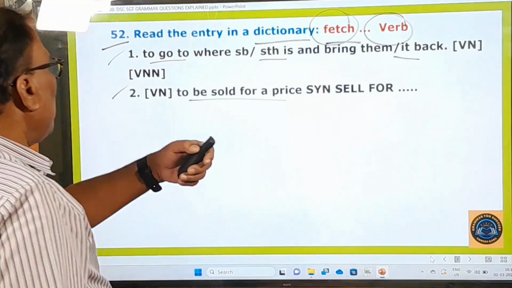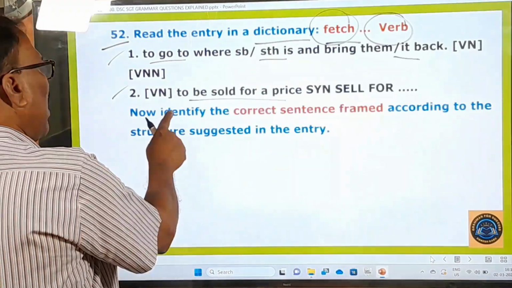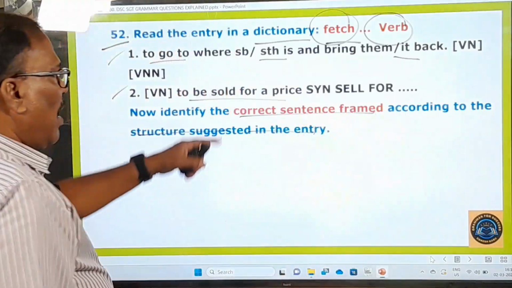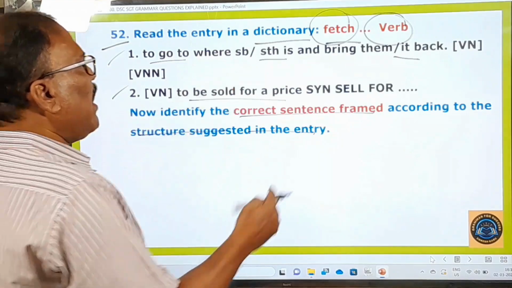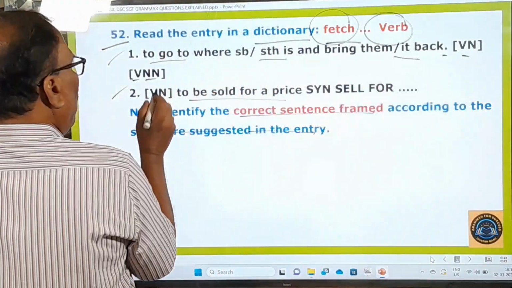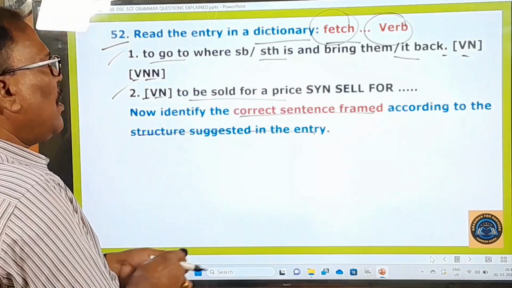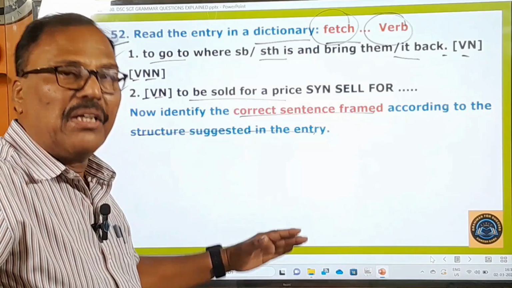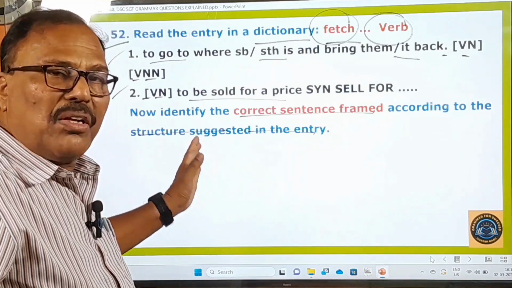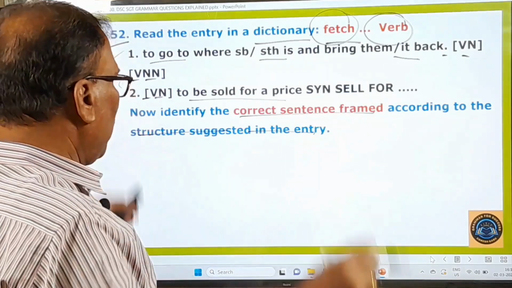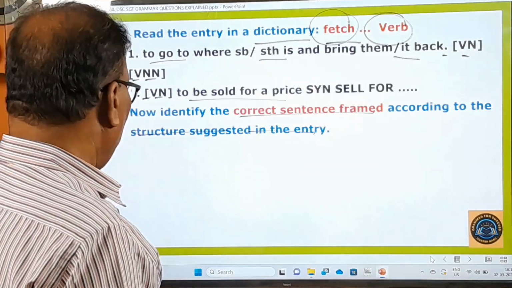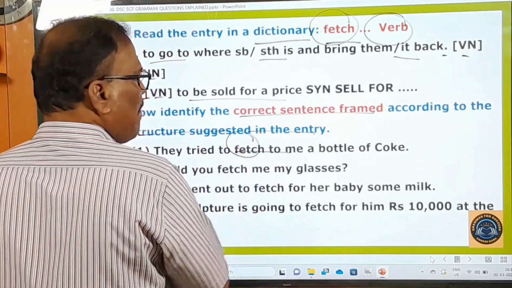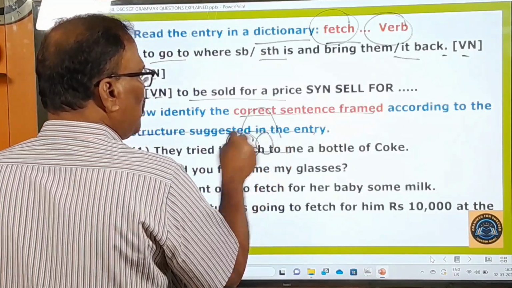Okay, now what is the examiner asking you to do? Identify the correct sentence framed according to the structure suggested in the entry. According to this structure, VN means verb and noun. According to this structure, what is the sentence that is correctly framed? That is what the examiner is asking you to do. Therefore, now let us look at the options to find the correctly framed sentence. What are the options? They try to fetch to me. After fetch, you should not use the preposition to.